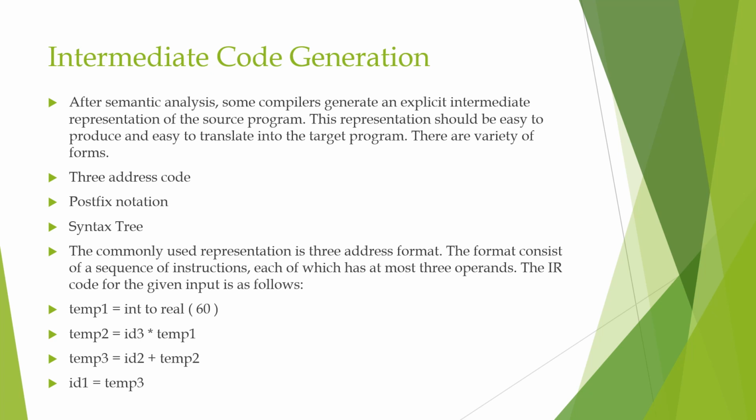The IR code for the given input is as follows. First, int to real. That semantic diagram is there, no? From that, int to real is taken as temporary variable 1. Then the next statement, id3 to temp1, is considered as temporary variable 2. Then id2 plus temp2 is equal to temporary variable 3. Then id1. So that previous diagram is converted into code like this. Everything is assigned to a variable.